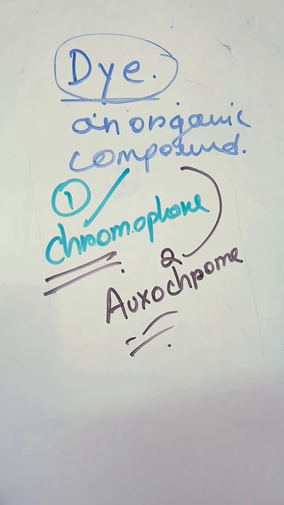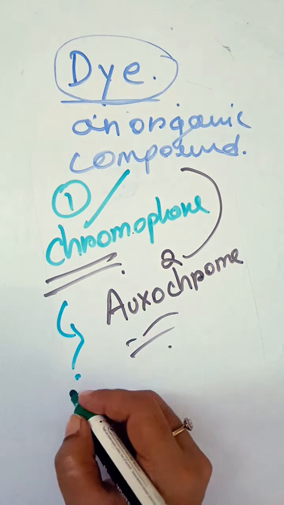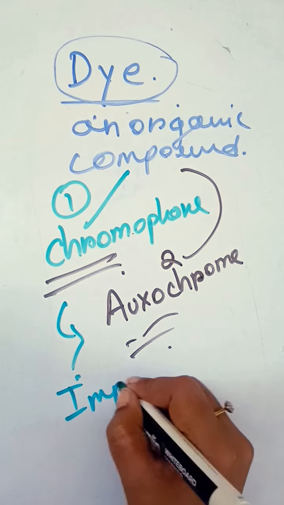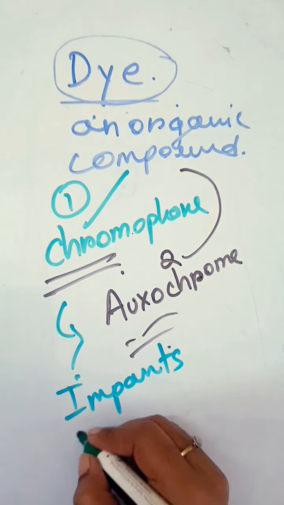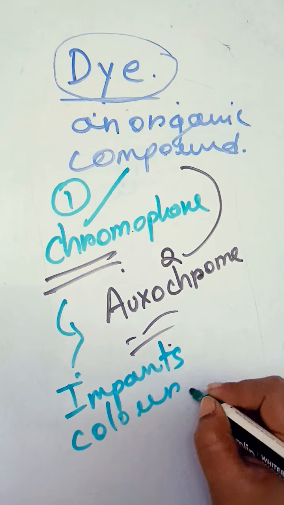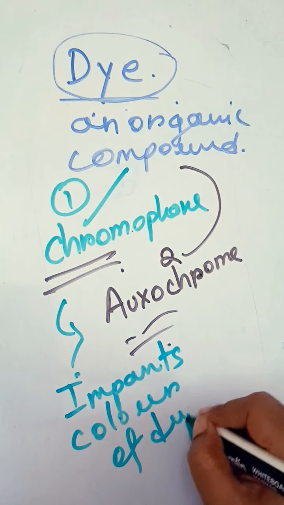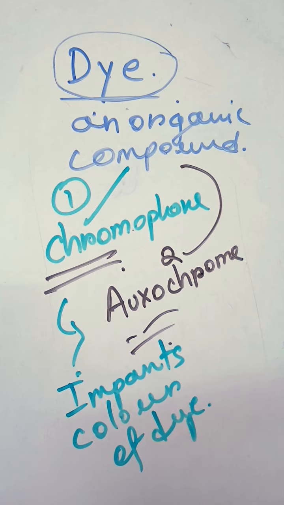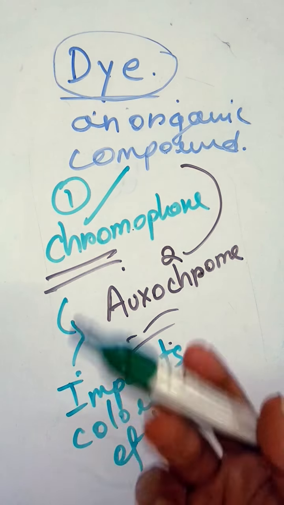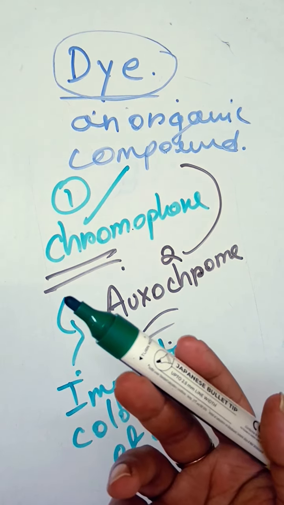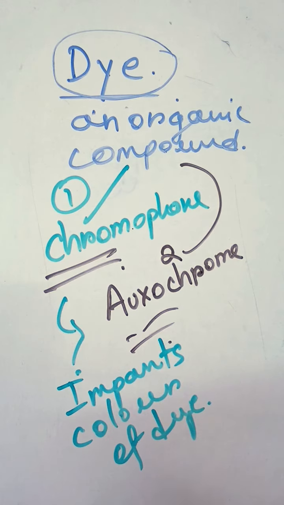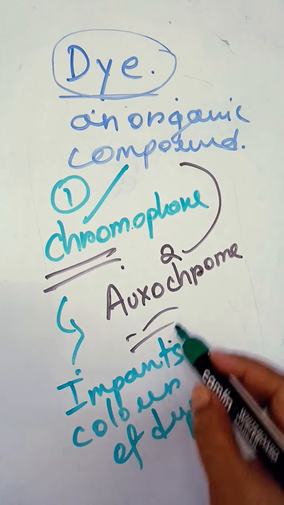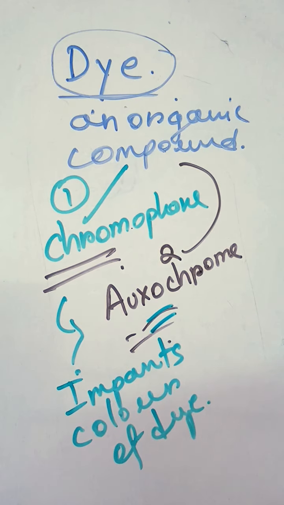Now what is the function of the chromophore group? The chromophore imparts the color property of the dye. Any kind of dye, like methylene blue, crystal violet, or safranin, the chromophore is basically important to impart the color property of a dye. And what is the function of the auxochrome?